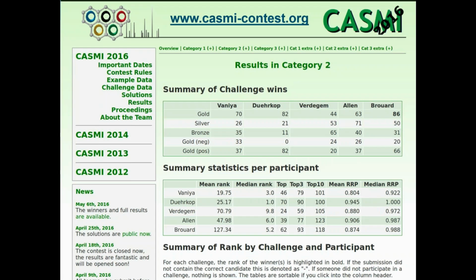The CASMI contest is basically a way of allowing the developers of some of these software tools, and actually anyone who wants to participate, to compare the performance of their methods on a standard data set. So if you would like to find out more about how the different methods stack up against each other, and for which substances, then you're welcome to check out the CASMI contest.